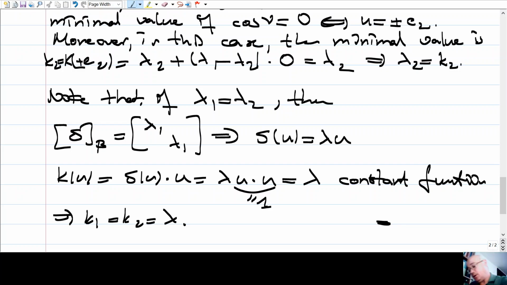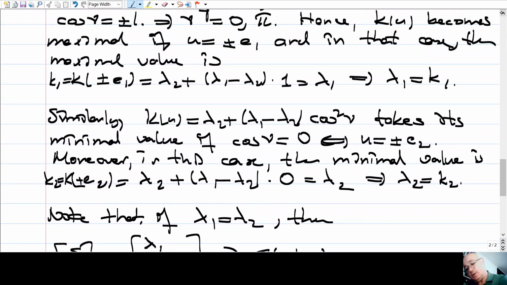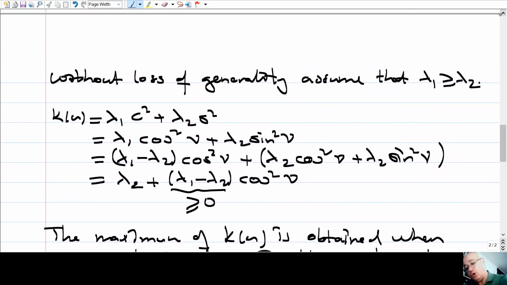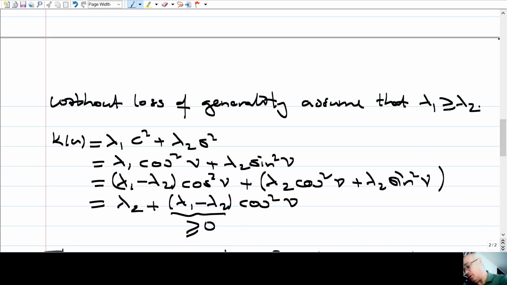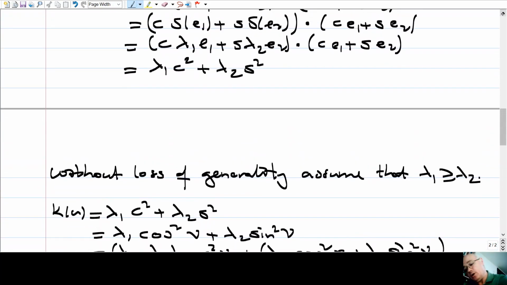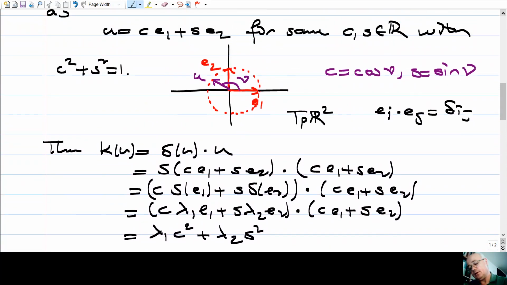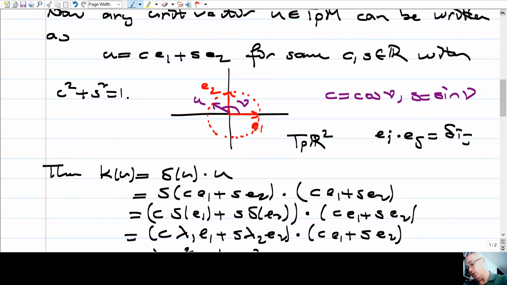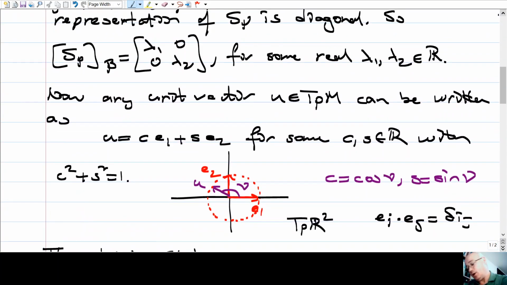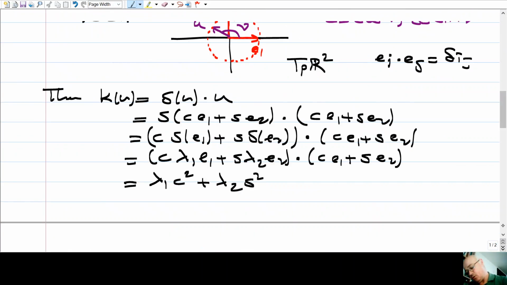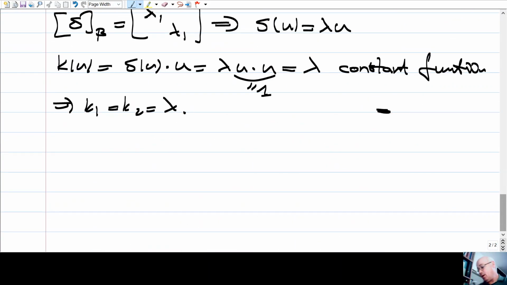And we know that the principal directions E1 and E2 are orthogonal because the operator is symmetric. Therefore, the basis which makes the operator diagonal is orthogonal, right? We know that from linear algebra. We know that these two vectors are orthogonal to each other. All right, so we have proved our theorem.